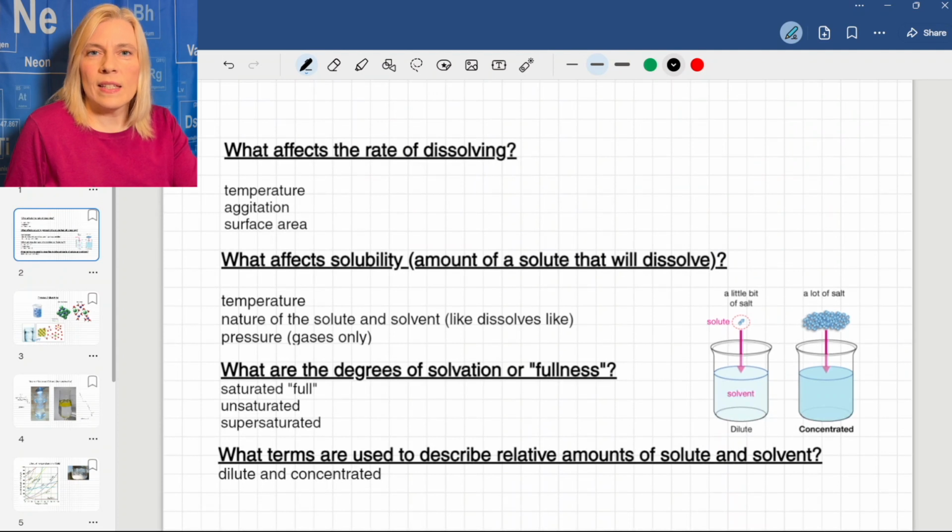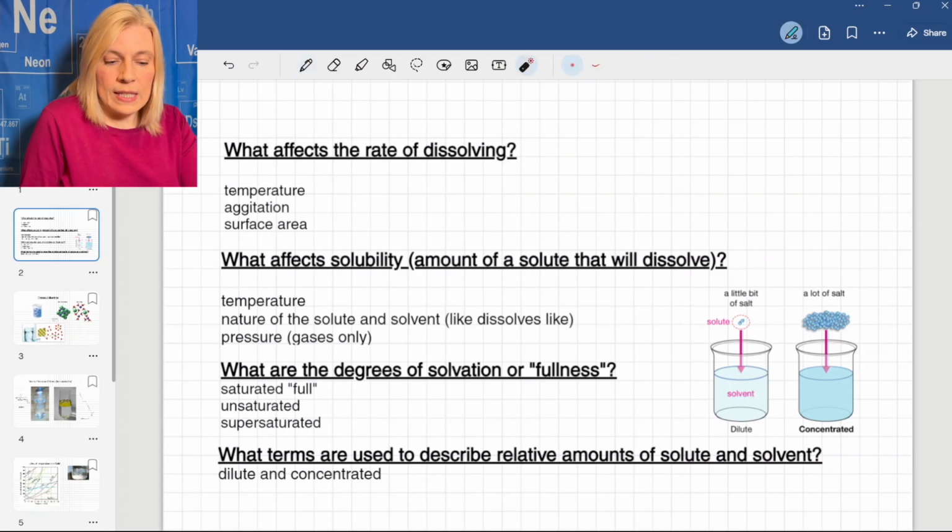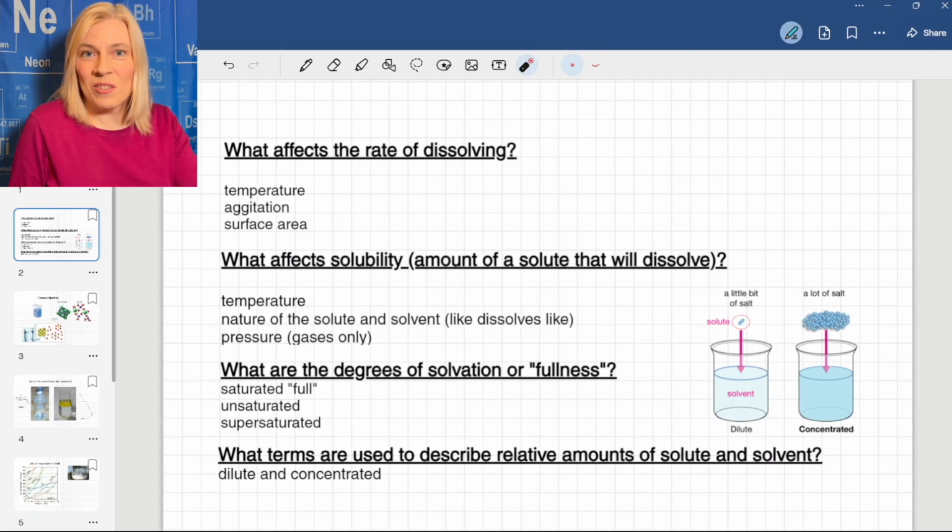What affects the rate of solute dissolving in the solvent? What affects the rate of dissolving? Well, one of the things is temperature. The hotter it is, the faster it will dissolve. You probably have this from your experience. If you put sugar in hot water versus cold water, sugar in hot water will dissolve much faster.